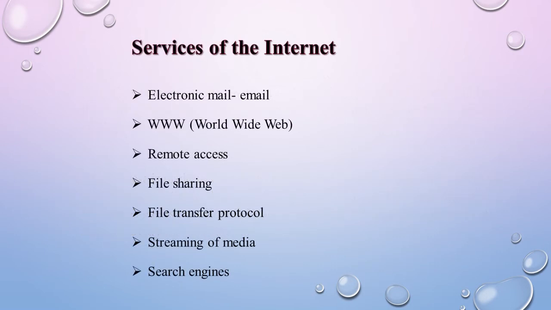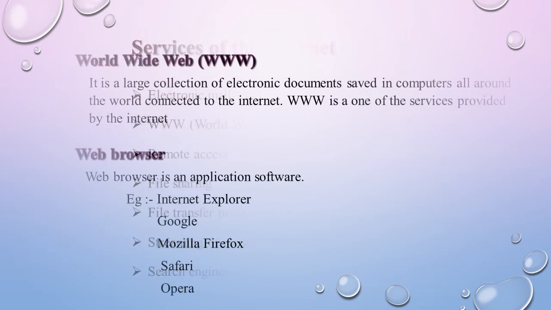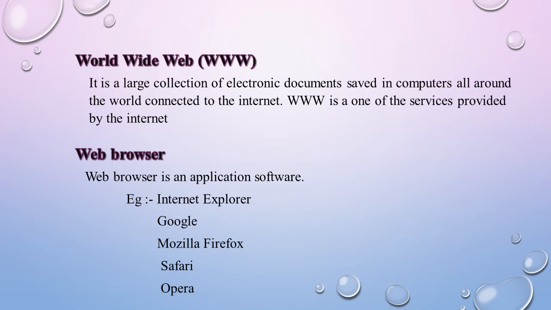Services of the Internet: electronic mail, email, World Wide Web, remote access, file sharing, File Transfer Protocol, streaming of media, search engines. World Wide Web, www. It is a large collection of electronic documents saved in computers all around the world connected to the Internet. www is one of the services provided by the Internet. Web browser is an application software. Examples: Internet Explorer, Google Chrome, Mozilla Firefox, Safari, Opera.